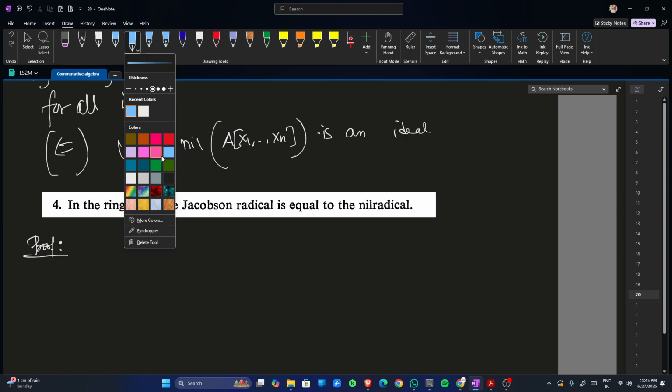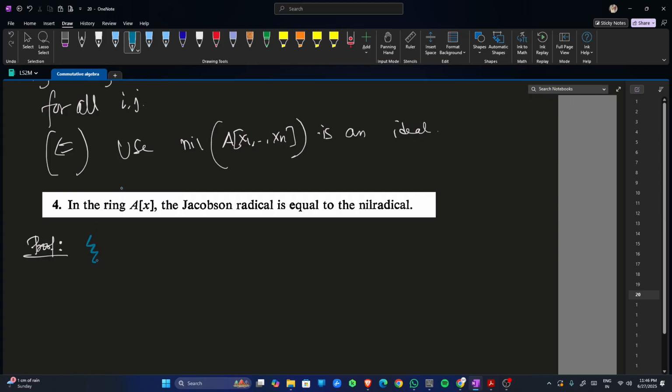Which color should I use? Is it good? Fine. That's nice.